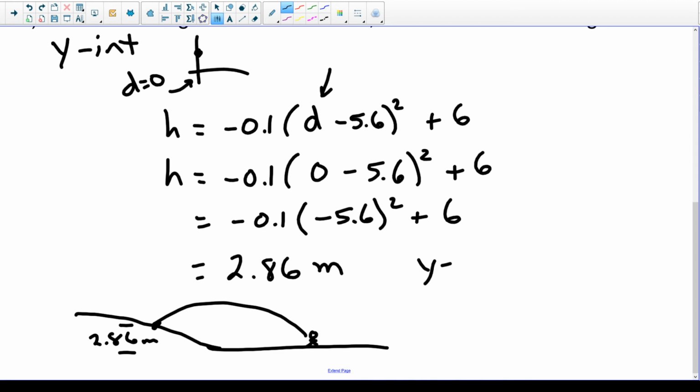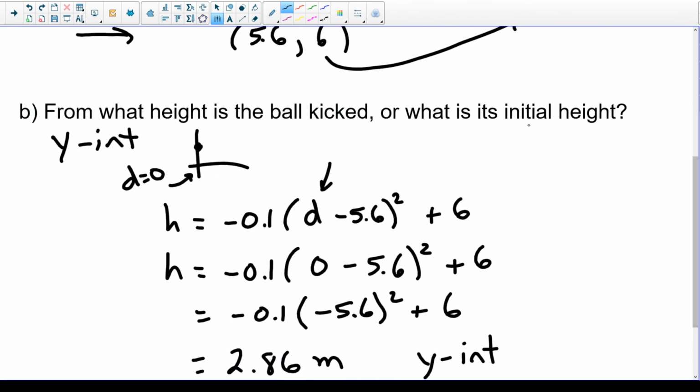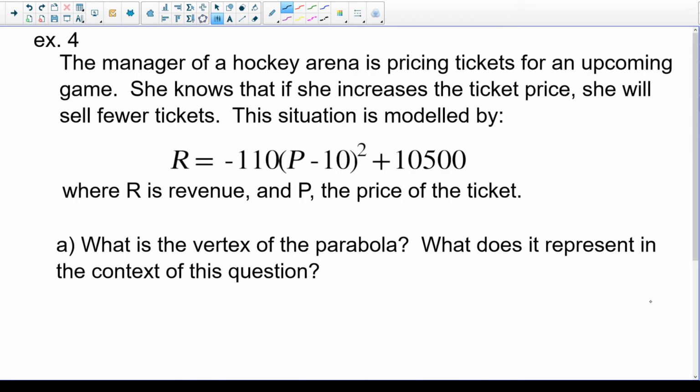So this is the height of our y-intercept. We subbed in 0 for d, and we found our y-intercept. Okay, so if you ever have a question that's asking you, find the initial height, or find the initial value of a quadratic, you're usually subbing in x equals 0, or in this case, d equals 0, to find that value. Okay, let's look at another one.